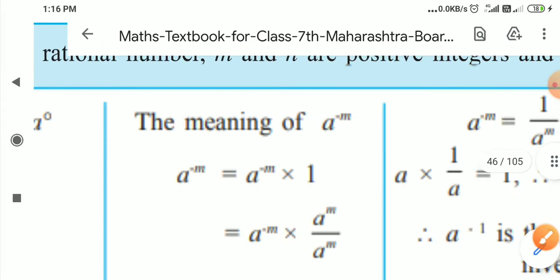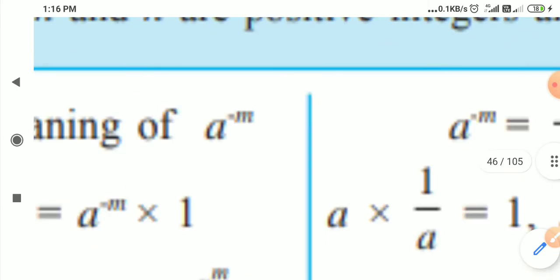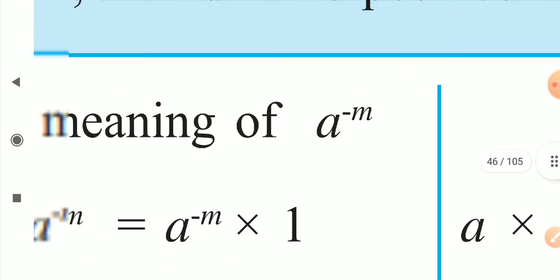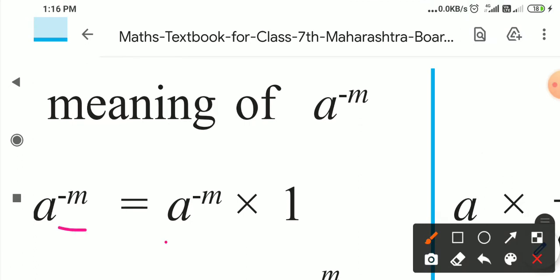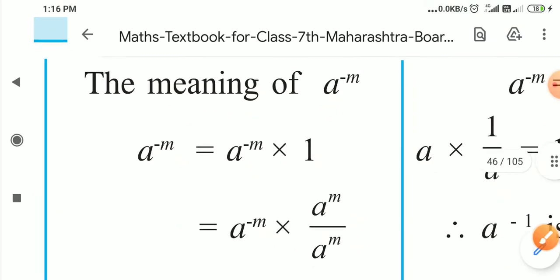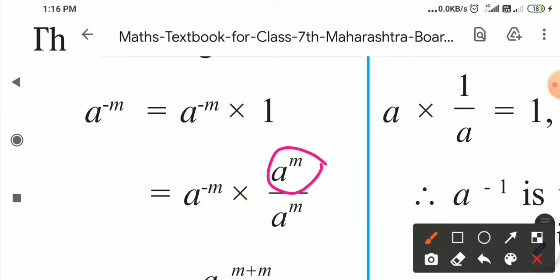Okay. Now, what is the meaning of A raised to minus M? The meaning of A raised to minus 1, minus M. We will see here. A raised to minus M means A raised to minus M into 1. Now what did I tell you about 1? These points are not coming in the exam, let me clear this to you. But these rules are there that we have to use in the exam. I will tell you how, and which rules. 1 means A upon A, and A upon A means this gets cancelled. Just now we saw it here.